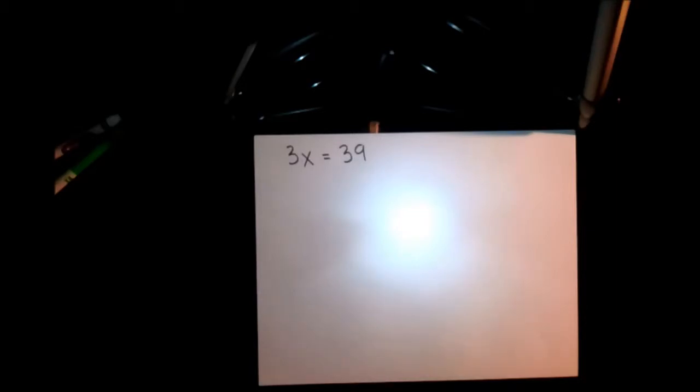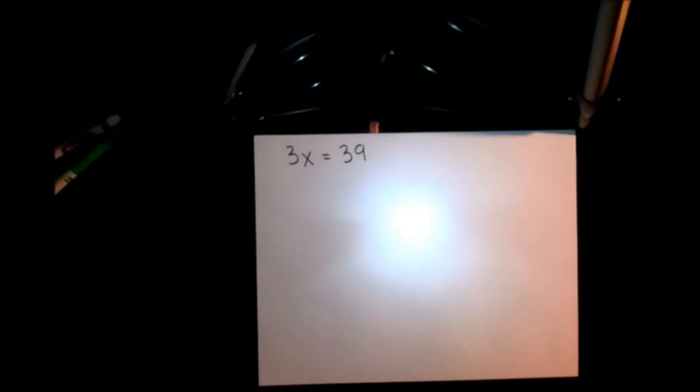Now, when I say isolate the variable, I want the variable, in this case the x, to be all alone on one side of the equation, and I want nothing else on the same side of the equation. So I want to get rid of that 3. How do we do that? How do we get rid of that 3? Well, we use inverse operations.